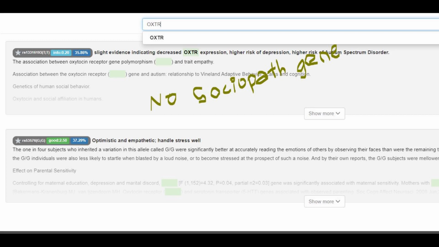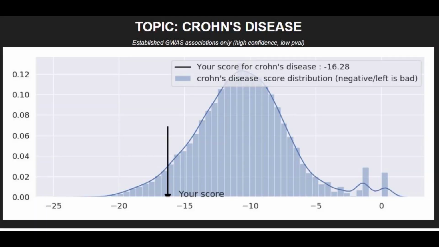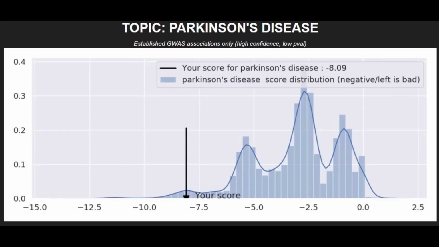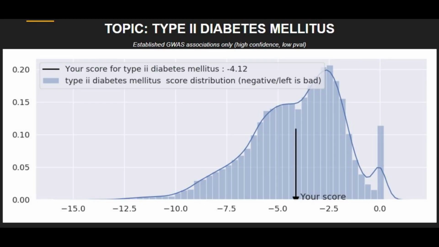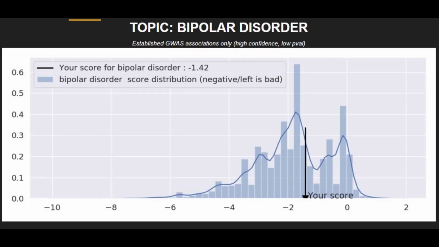She did not have derived OXTR, which is actually the closest we have to a real psychopath gene. East Asians tend to have derived OXTR and lower empathy, but this woman did not have this genotype. She had a somewhat increased likelihood of Crohn's disease, super high likelihood of Parkinson's, which is a very European disease, average likelihood of schizophrenia and type 2 diabetes, average likelihood of bipolar and asthma.